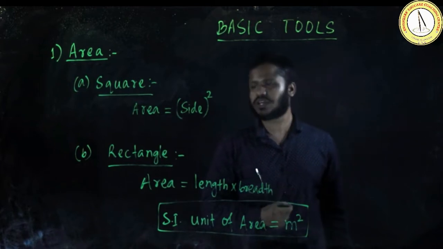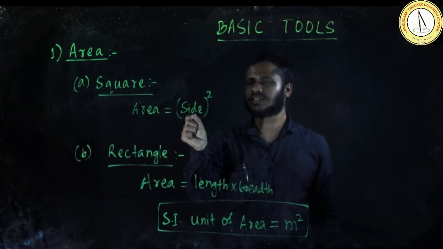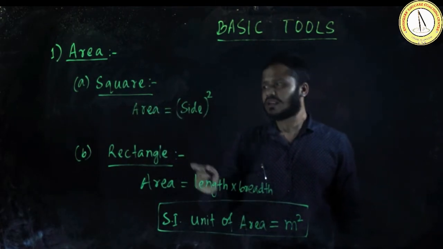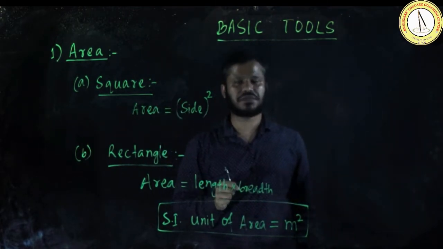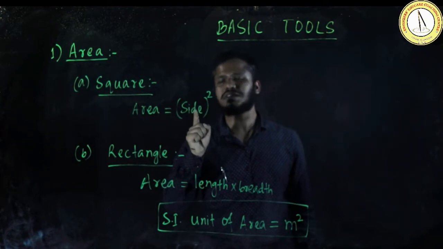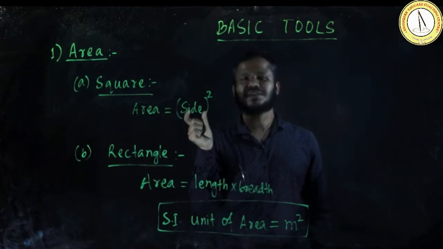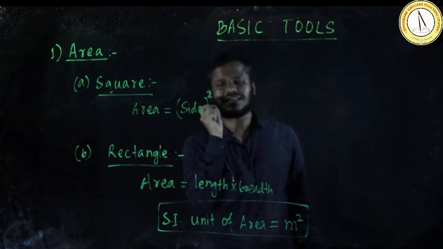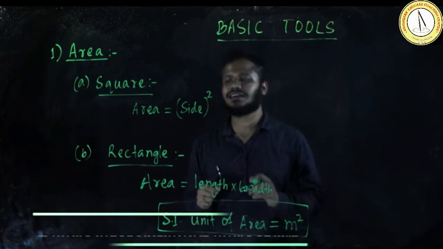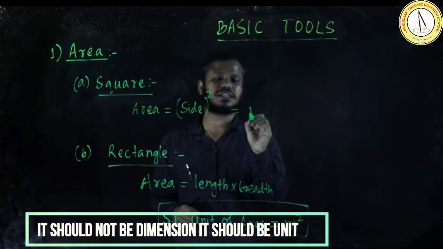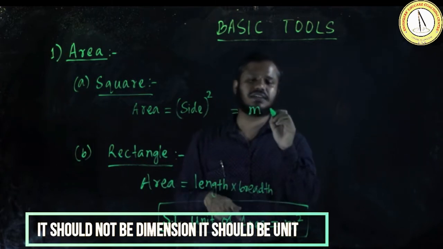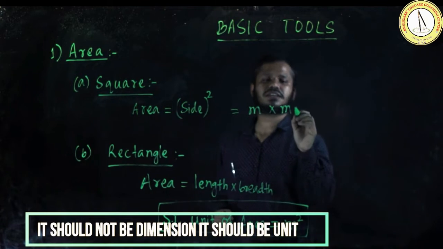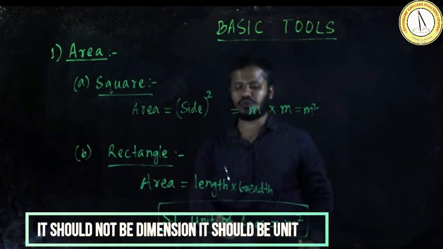Now how did this meter square come? If you want to know, just look at the formula of, for example, the area of square. Now the area of square is side square. Side square means side into side. That means the dimension of side into dimension of side. Now, what is the dimension of side? The dimension of side is meter. Again another side, the dimension of side is meter. So meter into meter is meter square. So everywhere you will find like this.